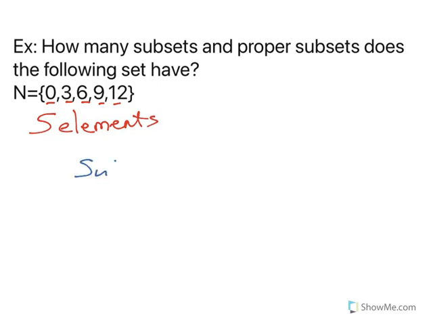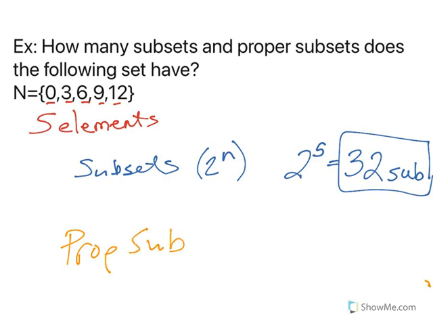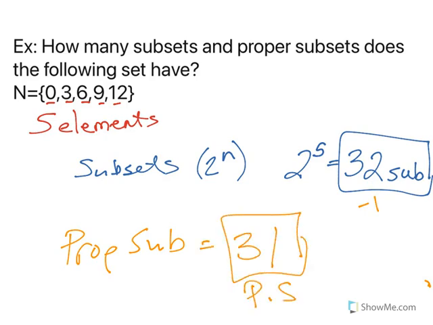So to find the number of subsets, we are going to take, remember, 2 to the n power, where n is the number of elements. So we're going to take 2 to the 5th power. Well, that's 2 times 2 times 2 times 2 times 2, which in this case is 32. So there are 32 subsets. To find the proper subsets, we just subtract 1, because we are taking away the set itself. So in this case, there are 31 proper subsets, because that is 2 to the n minus 1.